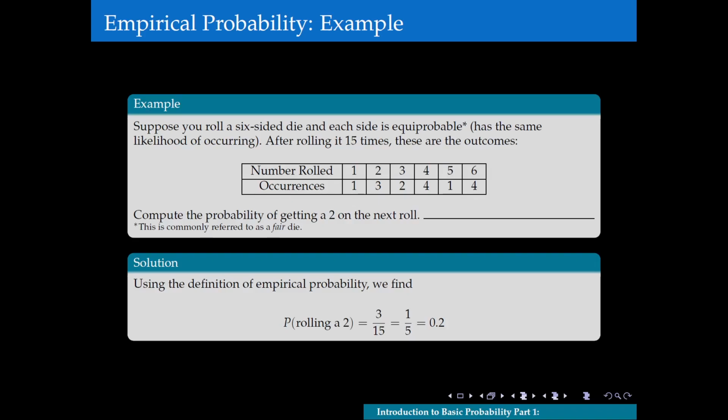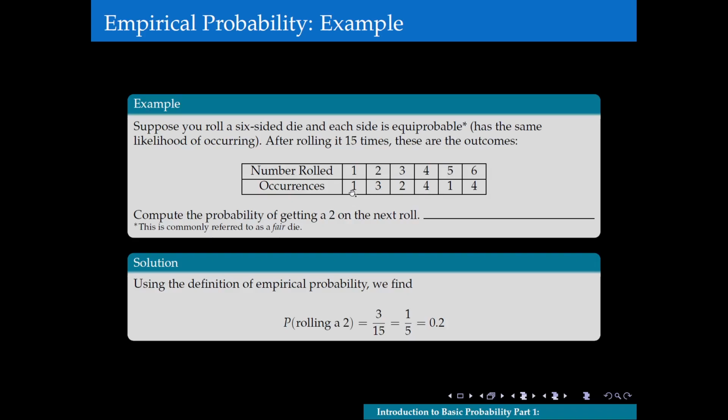Okay? So now suppose we take this die and we roll it 15 times, and suppose these are the outcomes. So these are the numbers that we rolled: the number 1, 2, 3, 4, 5, and 6. These are the faces of the die, and this is the number of times that we recorded these faces occurring. So the number 1 was rolled once, the number 2 was rolled 3 times, the number 3 rolled twice, the number 4 rolled 4 times, the number 5 rolled once, and the number 6 rolled 4 times.